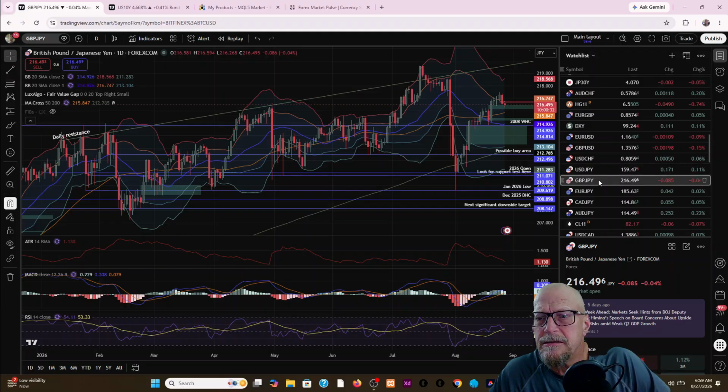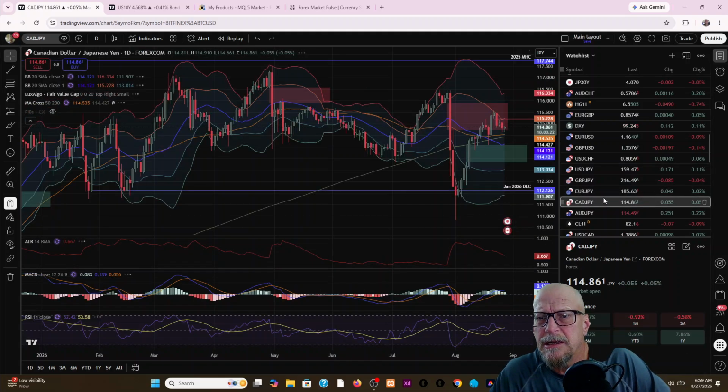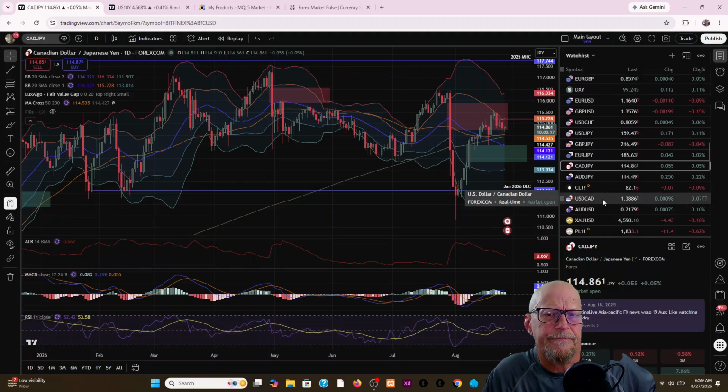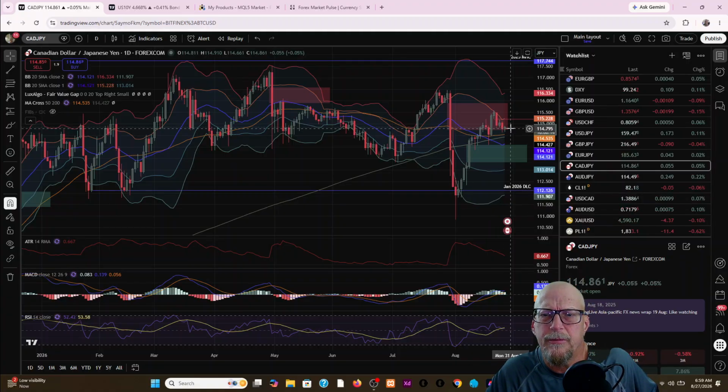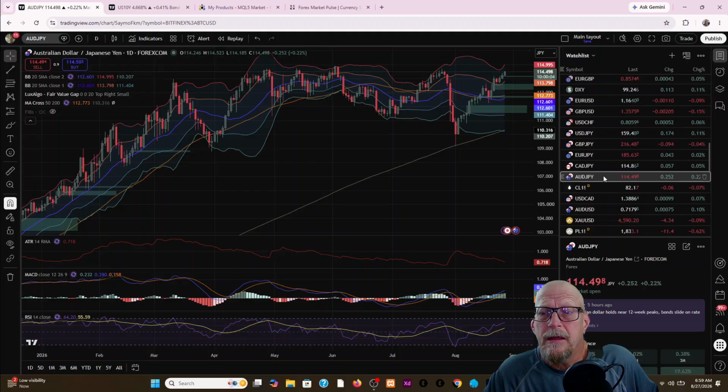Pound versus the yen down to 216.49. Euro versus the yen 185.63, holding steady right now. CAD versus the yen coming down, might be finding a new bottom right there, a new point of resistance at 114.79. So that could be a point for it to take off again, as the price of oil is not going down, it is perking back up again. Aussie versus the yen, coming up right into resistance again at 115.50.